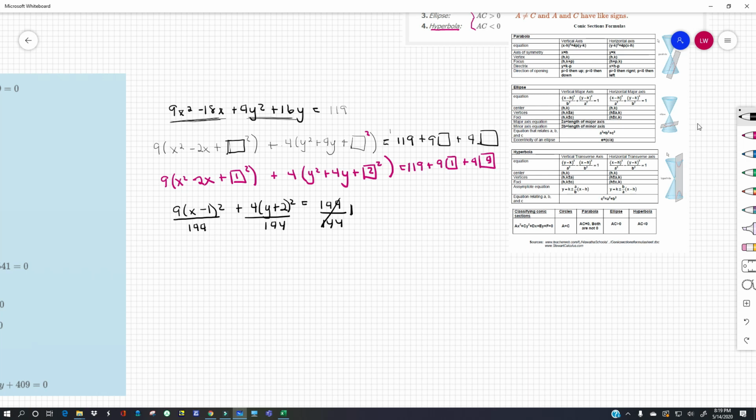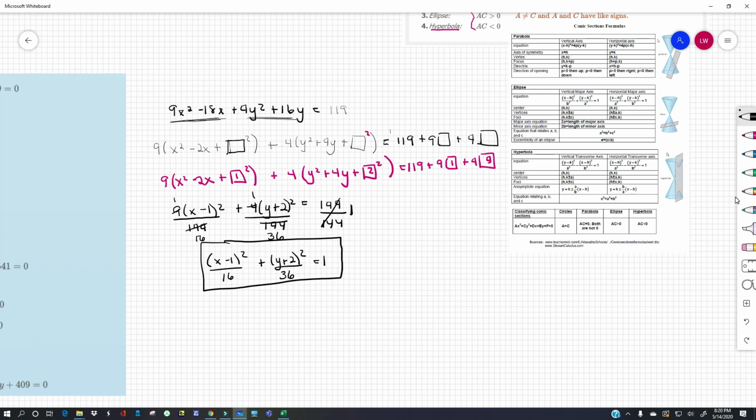So I'll just rewrite it. 9 goes into, oops, let me get my calculator. 9 goes into 144 16 times. So I'm doing 9 goes into itself once, it goes in here 16, right? 4 goes into itself once, it goes in here 36. So what I've got is x minus 1 squared over 16 plus y plus 2 squared over 36 equals 1. And that's my standard equation of the ellipse, right?